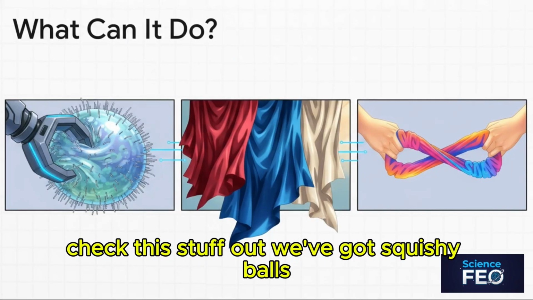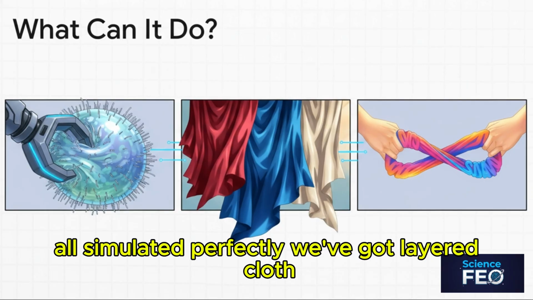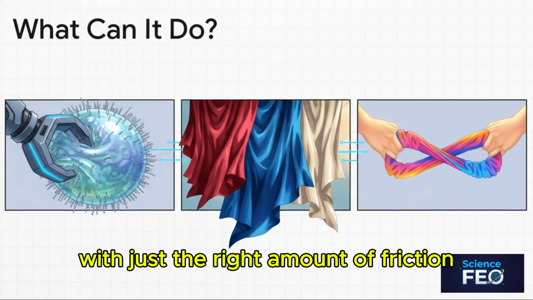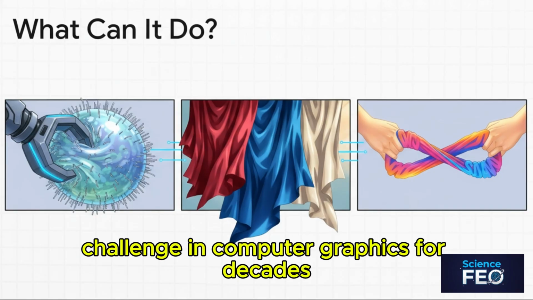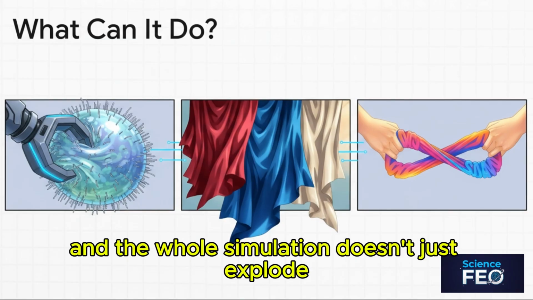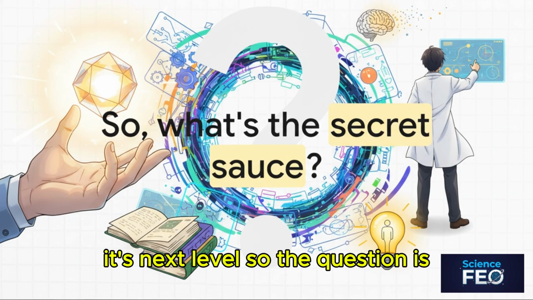I mean, check this stuff out. We've got squishy balls covered in thousands of tiny, deforming bristles, all simulated perfectly. We've got layered cloth, where each piece slides over the other with just the right amount of friction, and let me tell you, that has been a grand challenge in computer graphics for decades. And it's so incredibly stable, you can literally grab and twist some elastic text, and the whole simulation doesn't just explode. This kind of performance and stability is next level.